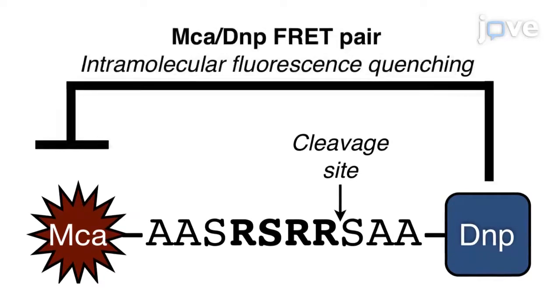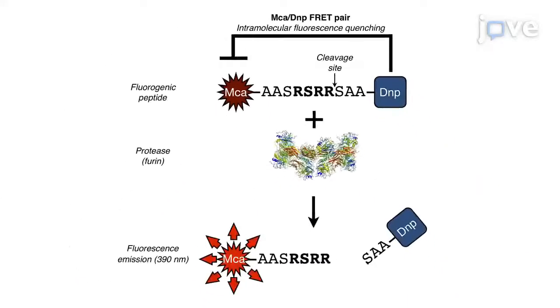During the assay, MCA is excited and emits light energy that is quenched by DNP as long as the pair is in close vicinity to each other. However, if cleavage occurs, DNP will not be able to quench the emission, which can then be read by the fluorescence plate reader.